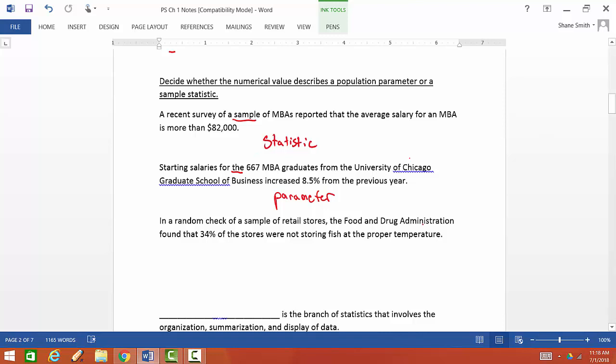And then the last example for statistic and parameter, in a random check of a sample of retail stores, the Food and Drug Administration found that 34% of the stores were not storing fish at the proper temperature. Once again, this problem actually says sample, so we can say this is a statistic.